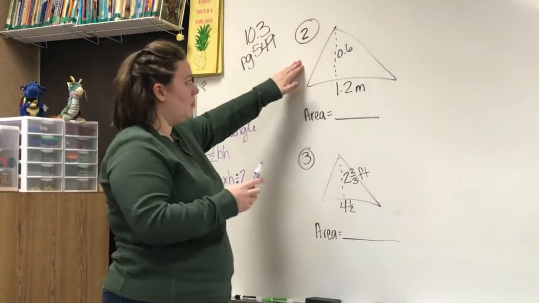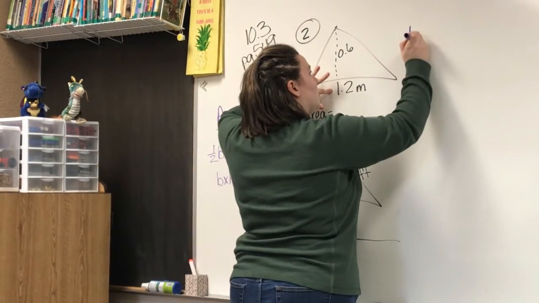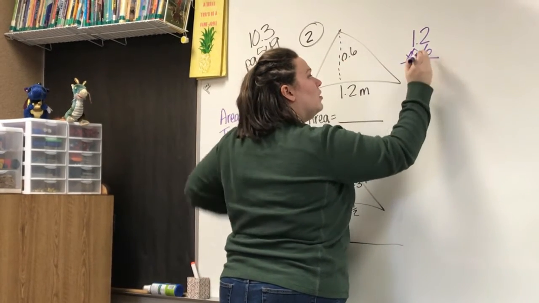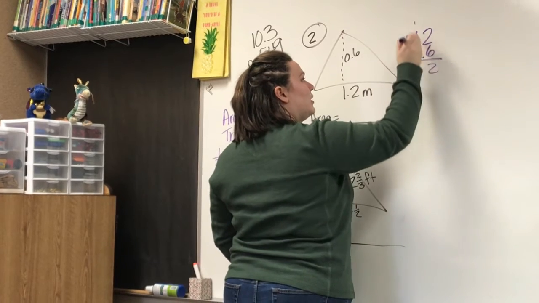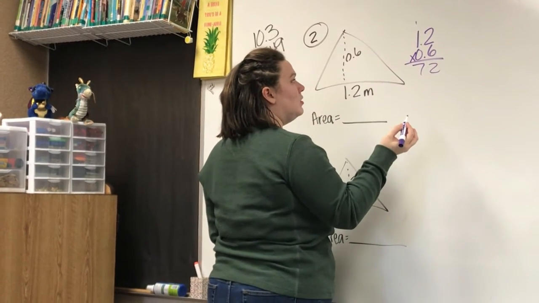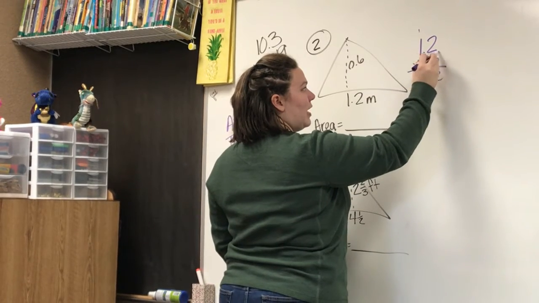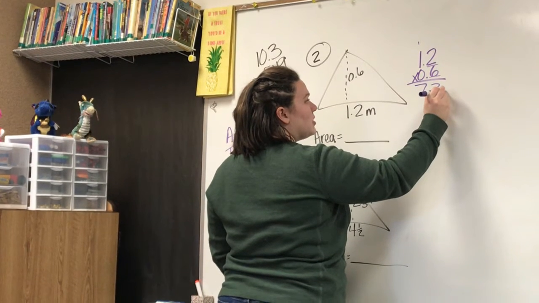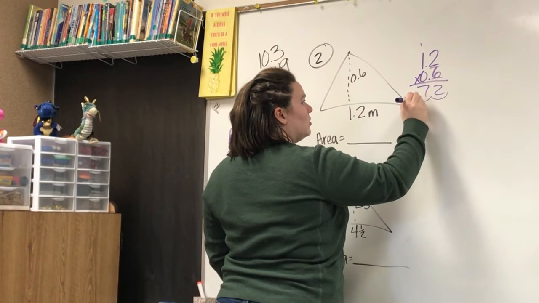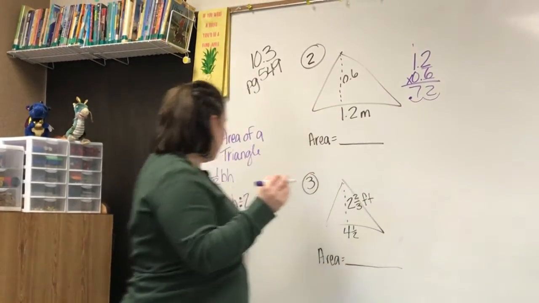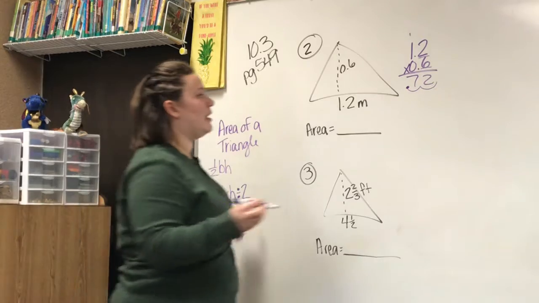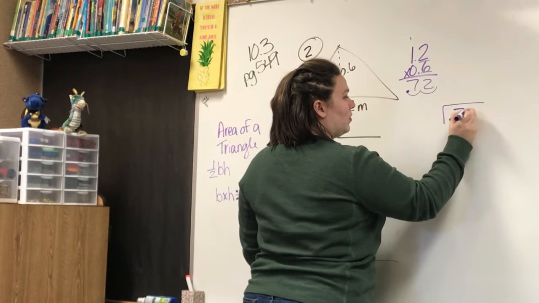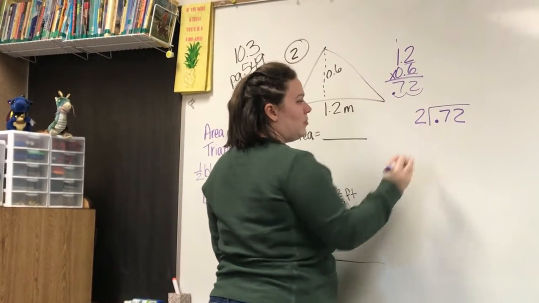So, number 2, here's the base, 1.2, times the height, 12, 7. And when you're multiplying decimals, you count how many decimals there are, and then you move that many jumps to the left. There were 2 decimals in my problem, so I go 1, 2. Okay, so I did my base times my height. Now I have to divide that by 2. So I'm going to take this 0.72 and put it inside the division house and divide it by 2.